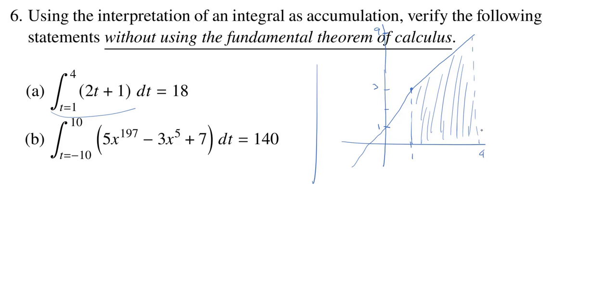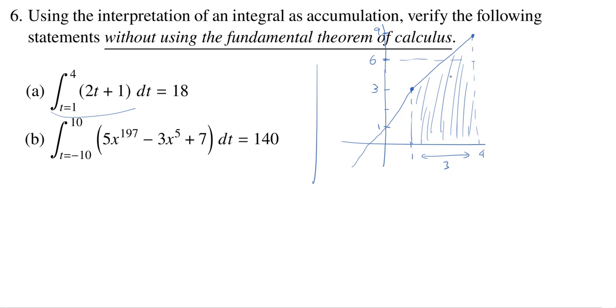A lot of ways one could go about doing this. I like using the trapezoid formula because I know it. So you just take the base, which in this case, how far is it from 1 to 4? That's 3, times the average height. So here on the left-hand side, you have a height of 3, and on the right-hand side, you have a height of 9. So the average height is 6.